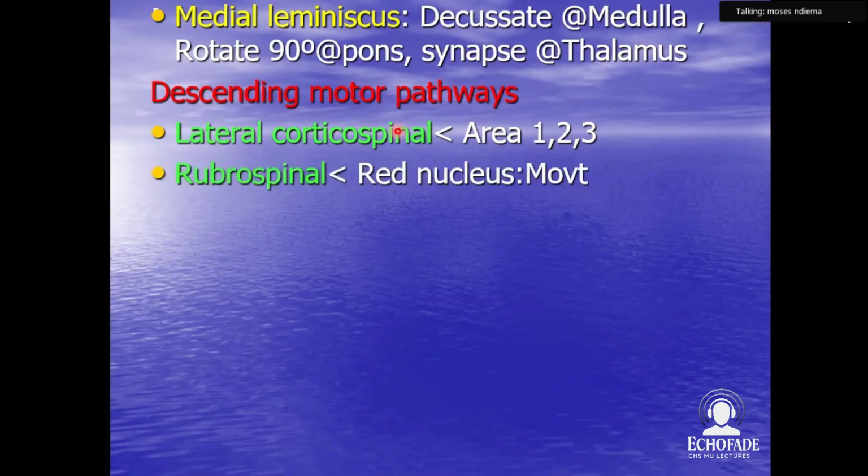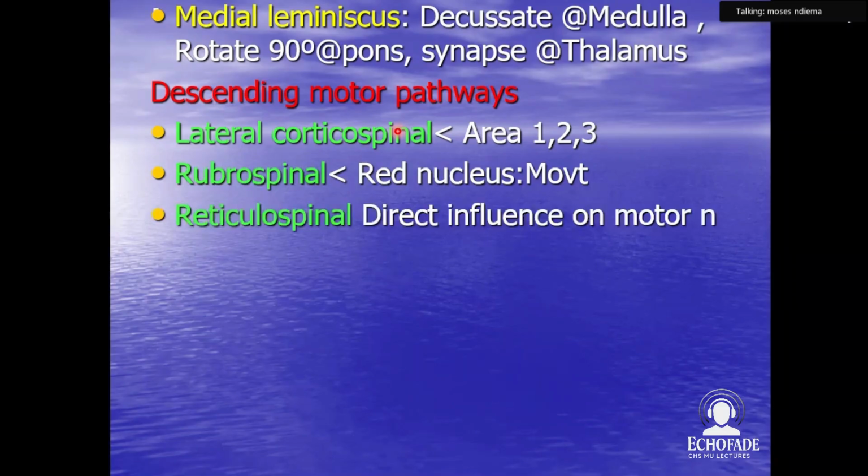The other fibers are rubrospinal from the red nucleus, again for fine-tuning movement. Reticulospinal, remember we talked about spinoreticular, which is going to the reticular formation, which also influences motor activity.